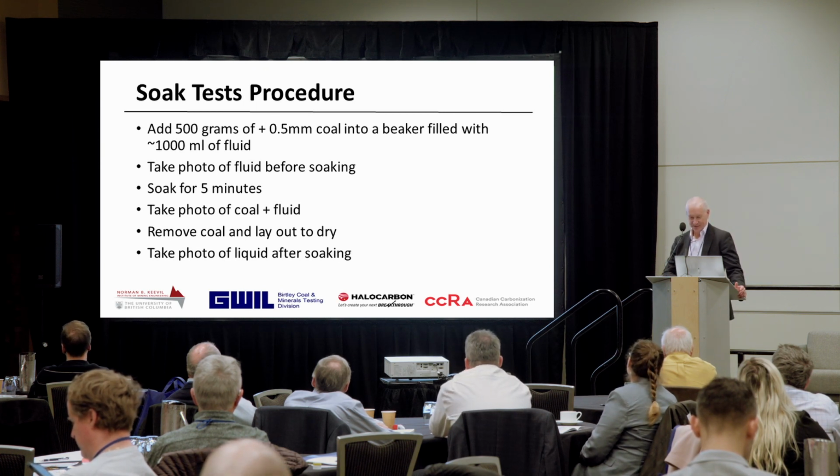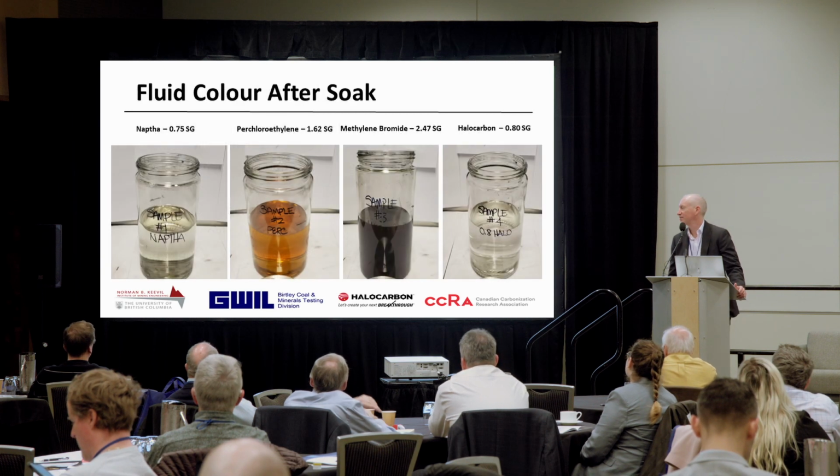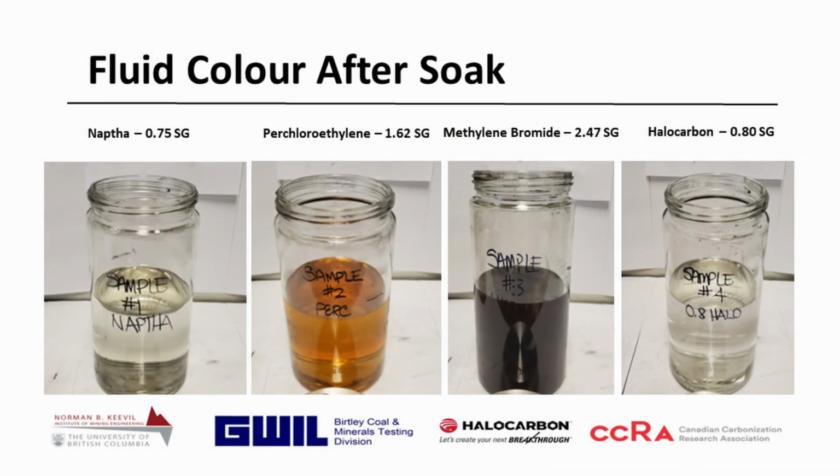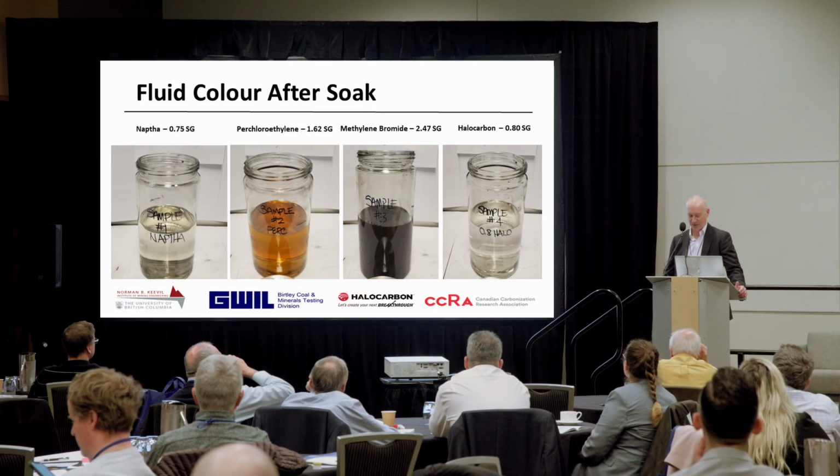nothing to see there. But when you take a look at the 4 fluids that we tested, the first one being naphtha, perc number 2, methylene bromide 3, and then halocarbon number 4, you could see that the naphtha is clear. There's something from the coal that's escaped into the perc. Taking a look at the methylene bromide, it's obvious there's a lot of stuff that's leaving the coal sample. And then on the far right-hand side, looking at the halocarbon, it's crystal clear. So there's no residual minerals, chemicals in there whatsoever.